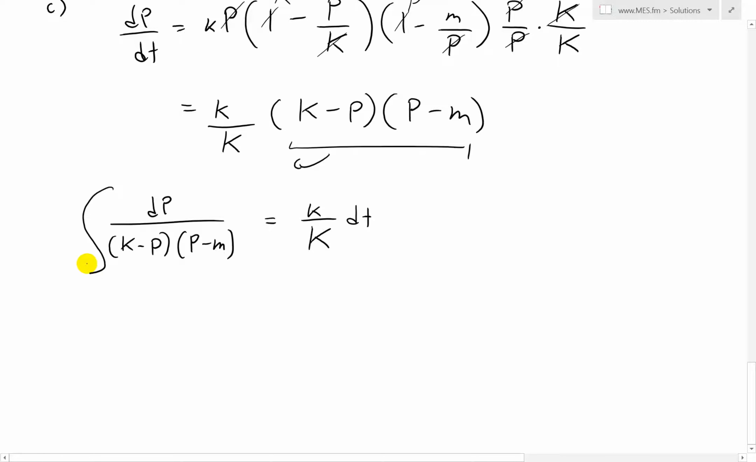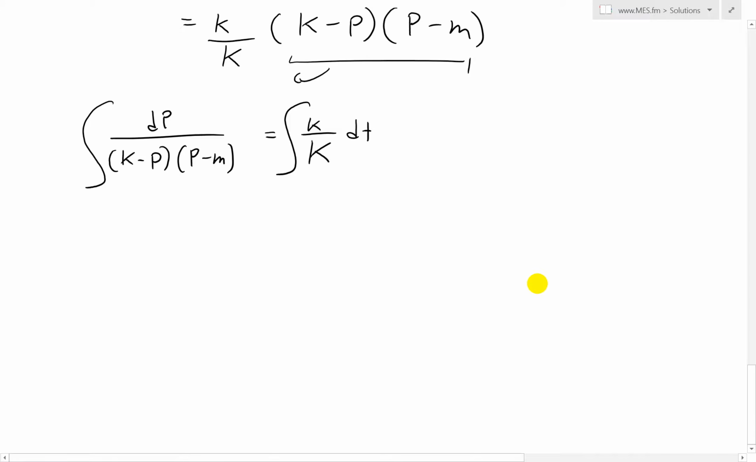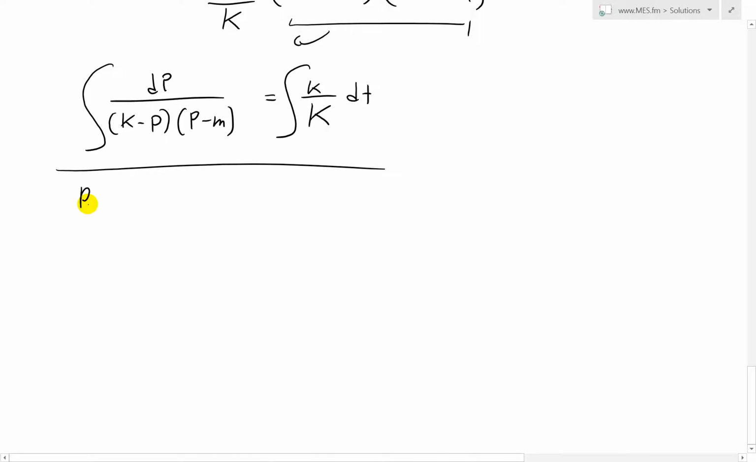Now we can take the integral on the left and right sides according to each variable, t and P. To solve the left side, the best way to integrate it is partial fractions. So recall partial fractions, and write this like that.